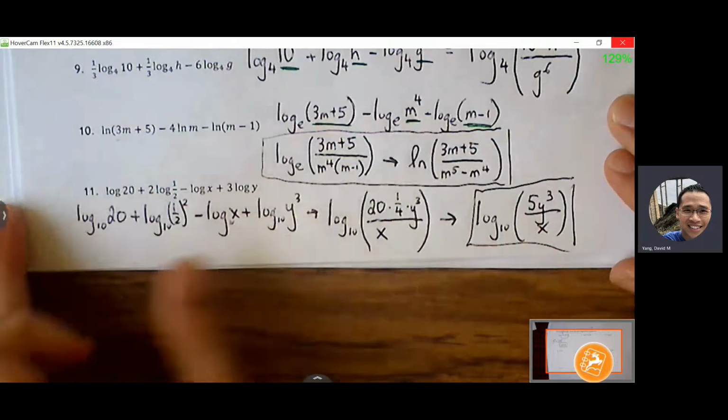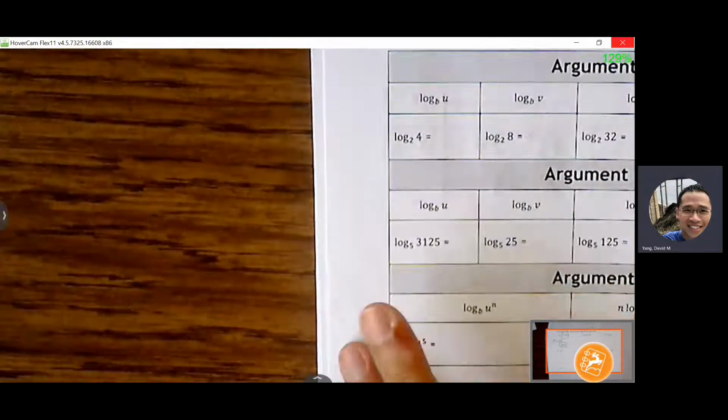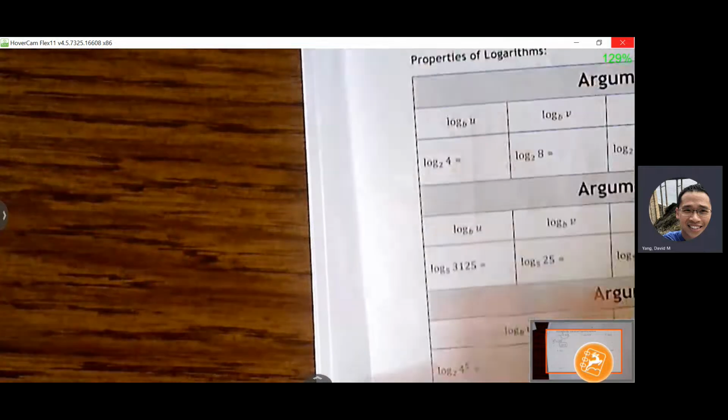All right, let me just check your pages here. Just want to check pages 5 through 7.